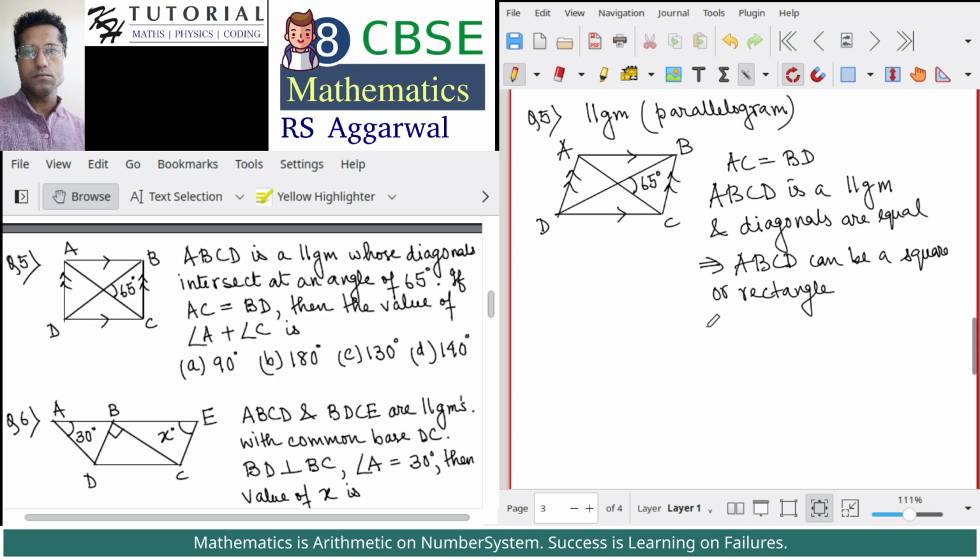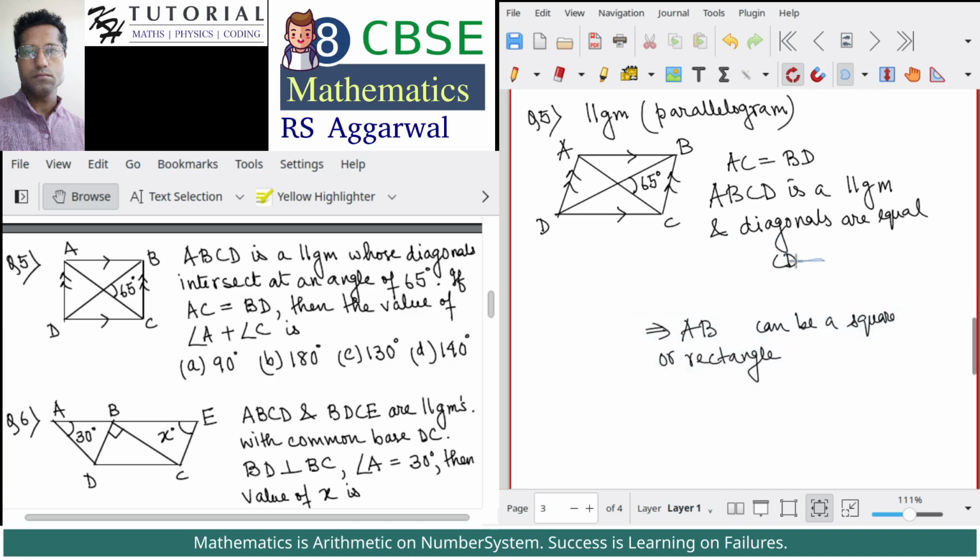Now why is the angle 65 degrees given? The angle of intersection of the diagonals is 65 degrees. We have ABCD is a parallelogram and diagonals are equal, and we can also see that the diagonals are not intersecting at a right angle, not intersecting at 90 degrees.